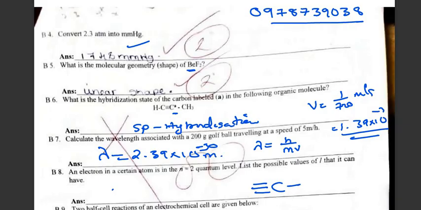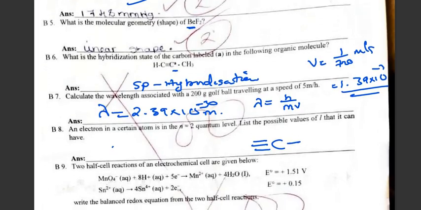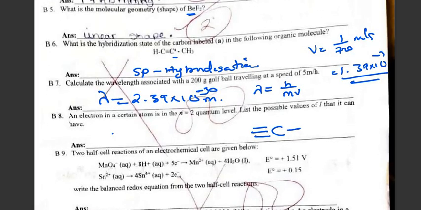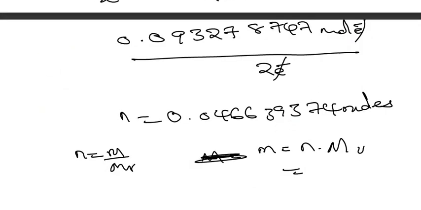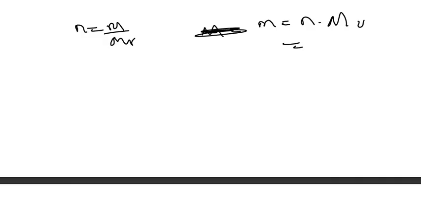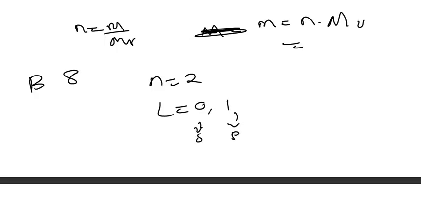Then look at the next one. Yeah, so the next one here, they are simply saying an electron in a certain atom is in n equal to 2 quantum level. List the possible values of L that it can have. So when n is equal to 2, we just go back here. This is B8, question B8. Yeah, so B8 is simply testing our quantum number knowledge. So B8, when n is equal to 2, what will be the L values? Just 0, 1. The s orbital and the p orbital, right? That's basically what you can get.